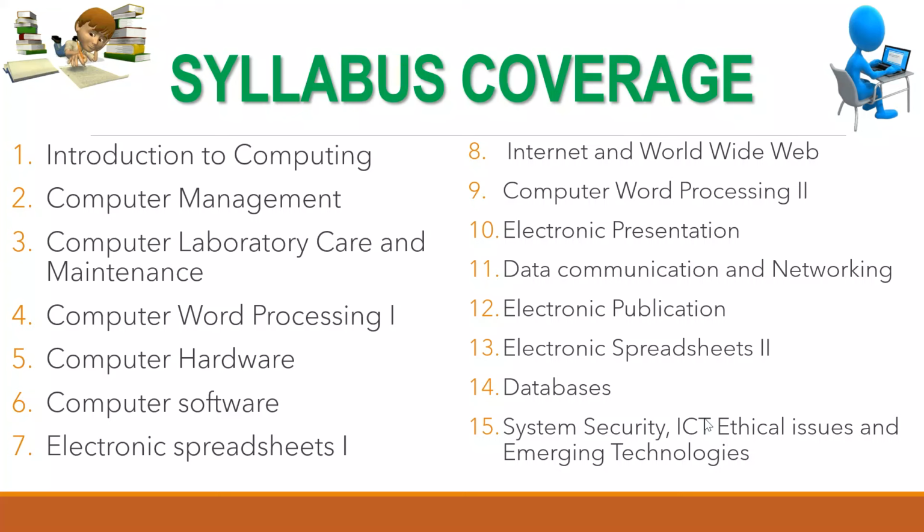So you need to ensure that you have completed the syllabus, that is both the theory part and the practical part. You must have covered all these 15 topics so that you pass highly in paper 1. Then when it comes to the practical paper, topic 4, topic 7, topic 9, topic 10, topic 12, 13, 14, those are the ones which form the practical part. The rest all appear in paper 1.